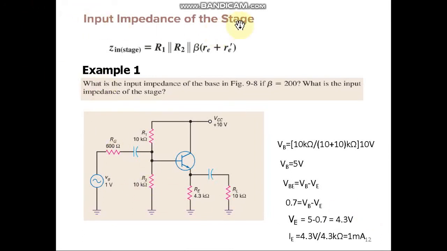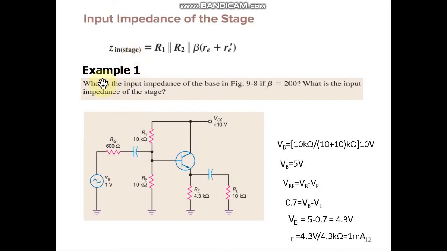The input impedance of the stage. If you want to measure the input impedance of the stage, then here the parallel combination of R1 and R2 will come in parallel with Z in base, so that is called Z in stage. We already know how to calculate Z in base from the previous chapters. R1 parallel R2 parallel beta (RE plus RE dash) will become your Z in stage.